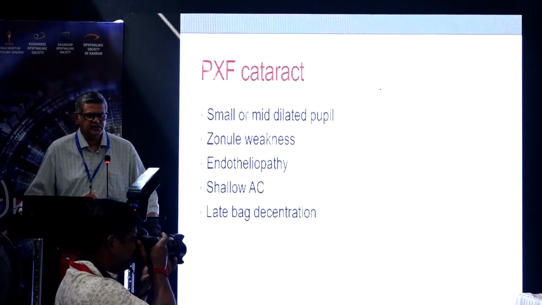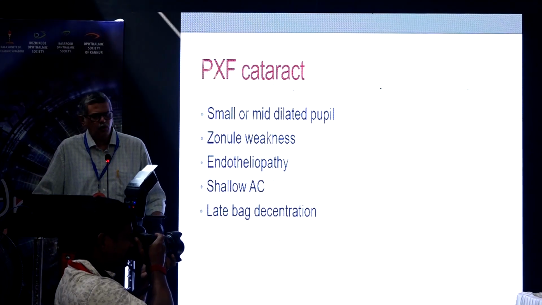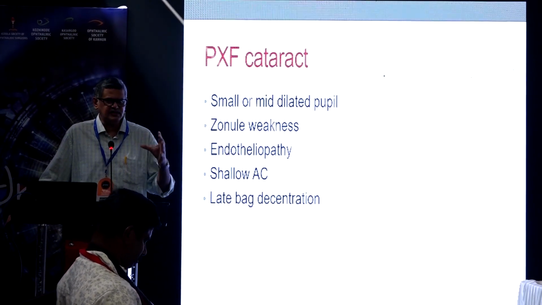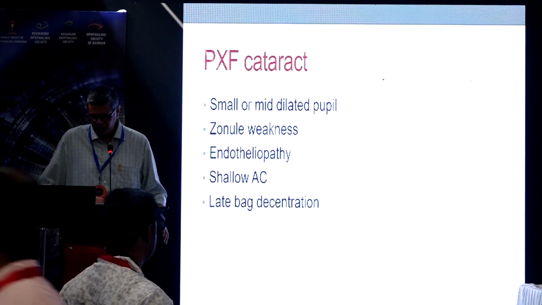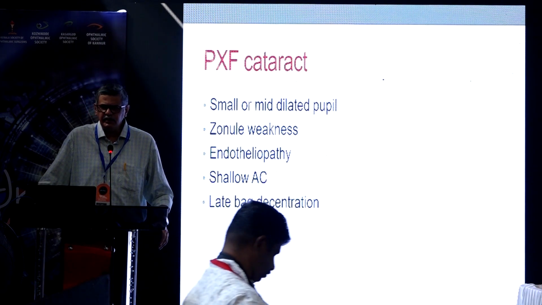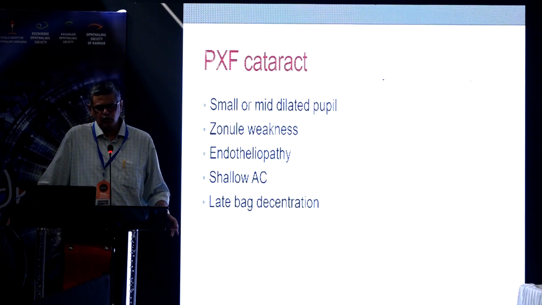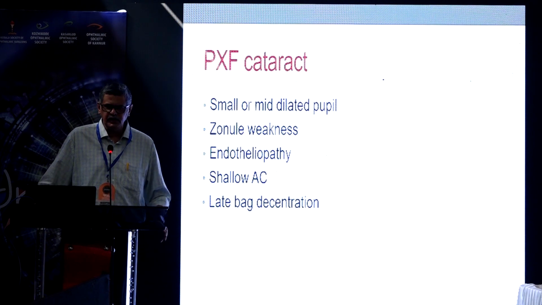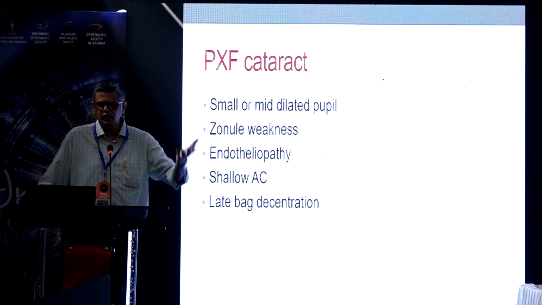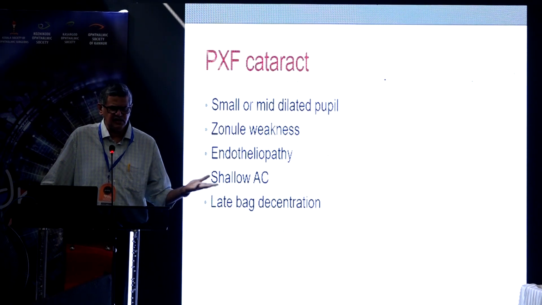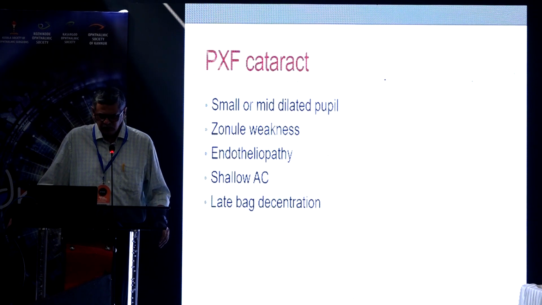Now pseudoexfoliation cataract, other than the small or mid-dilated pupil, also has 3 or 4 additional things in it which you have to keep in mind when you operate. The first one obviously is zonule weakness. It does not necessarily mean that all pseudoexfoliations have a zonule weakness, but you should keep in mind that this is a progressive zonulopathy. Even if during surgery everything is fine, these eyes over a period of 5 or 10 years can have zonule weakness and decentration of lenses, dislocation and things like that.